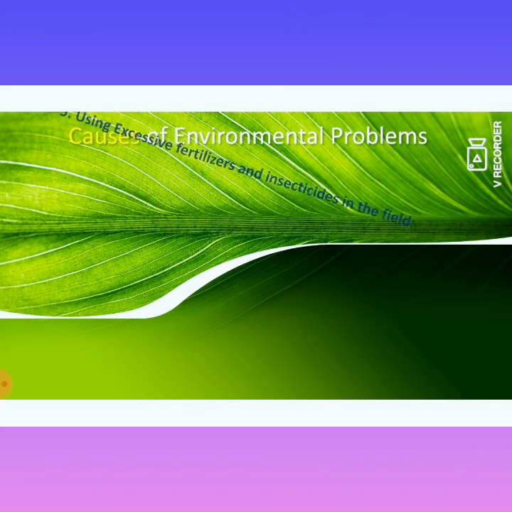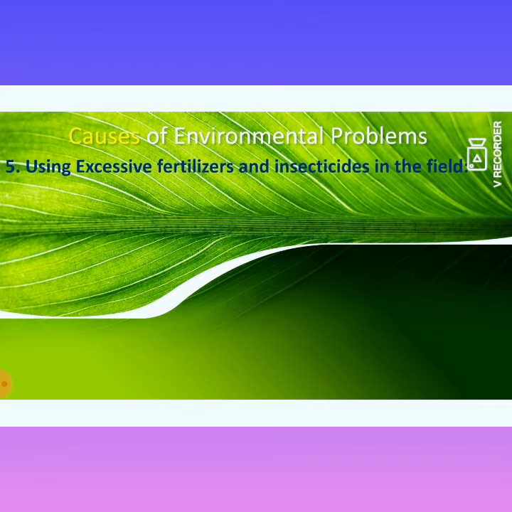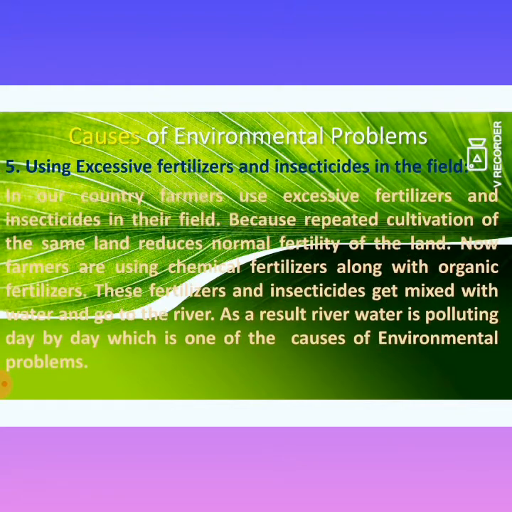And number four, using excessive fertilizers and insecticides in the field. This is another cause of environmental problems. How? You see, in our country, farmers use excessive fertilizers and insecticides in their fields. Why? Because repeated cultivation of the same land reduces the normal fertility of the land.